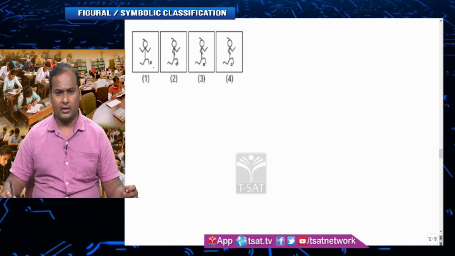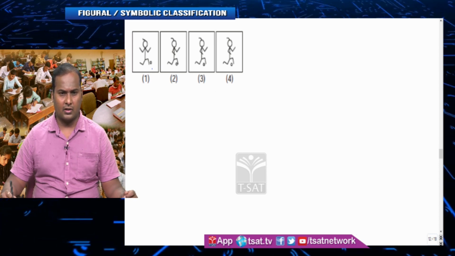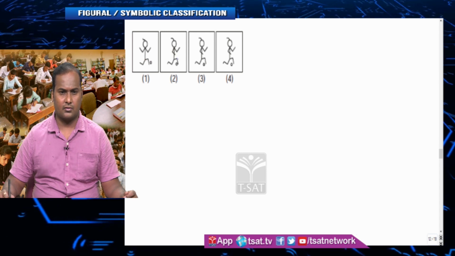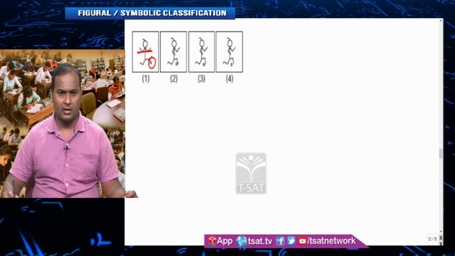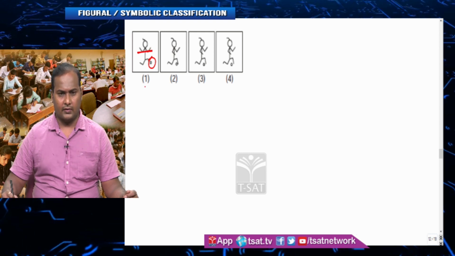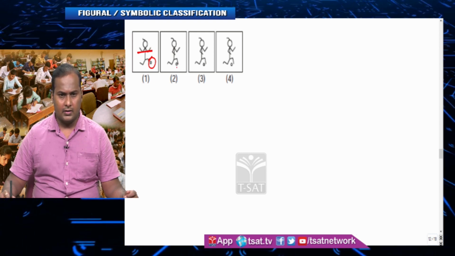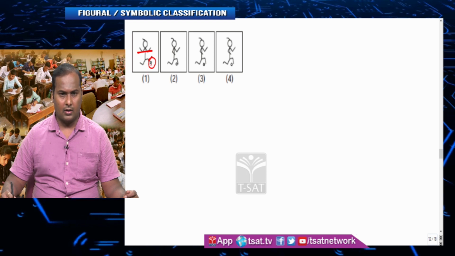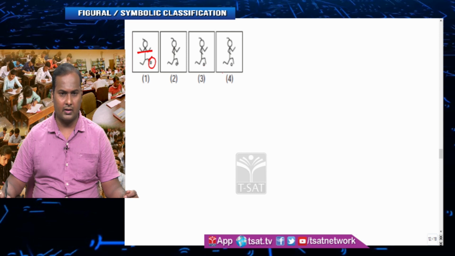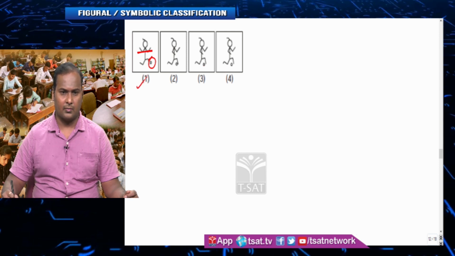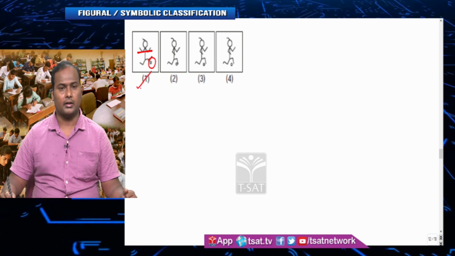What I can observe is 2 things: the position of the ball and the position of the hands. Both are changing. In figure 1, the ball is in front of the leg. In figure 2, the ball is before the leg. Here also before the leg, here also before the leg. So your answer is option 1. I can get the answer directly.